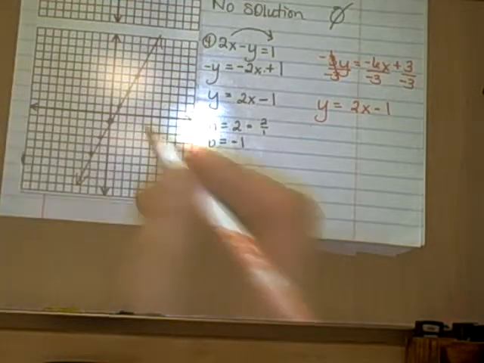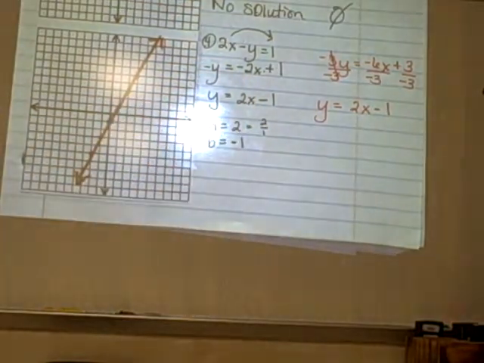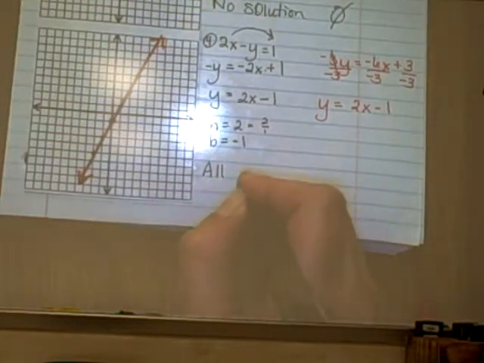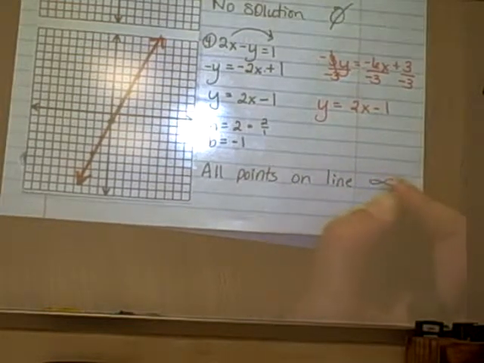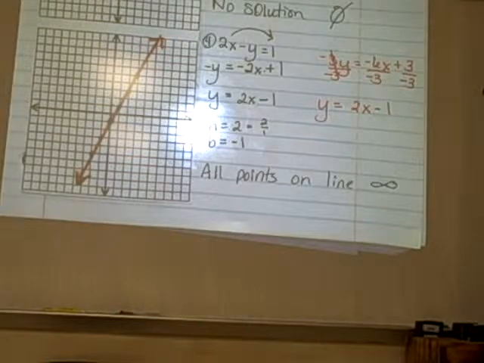So if I was going to graph it, which is kind of pointless for me to draw it again, it would be right on top of that one. So this is all points on the line, or you can do the little infinity, or you can write infinite, or whatever you want to write. That's kind of along those lines. You can't necessarily put all real numbers, because that's not always exactly true. But put all points on the line, infinitely many, I think is one that they like to use on STAR tests and stuff. Anything that kind of shows that you know that it's crossing everywhere.